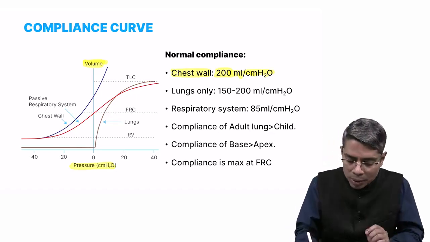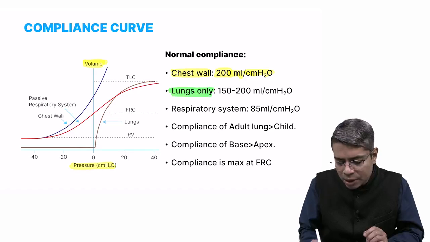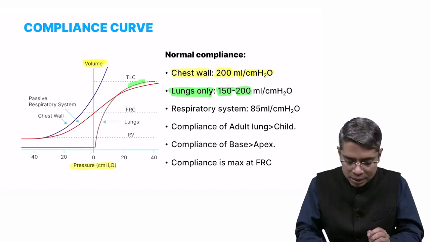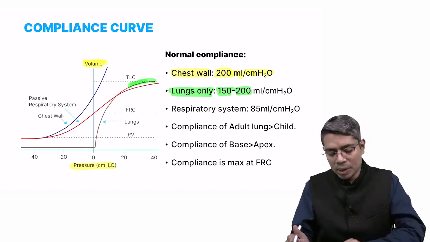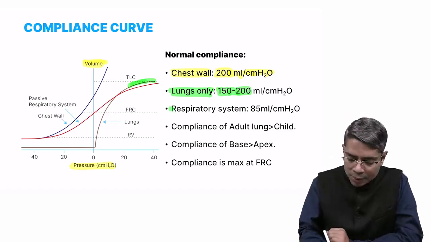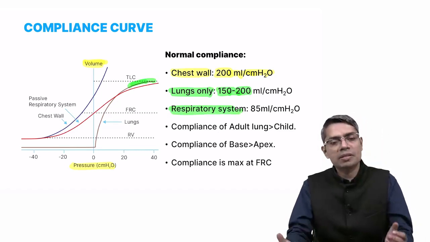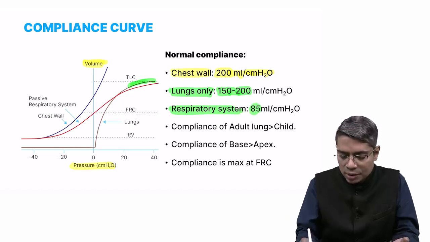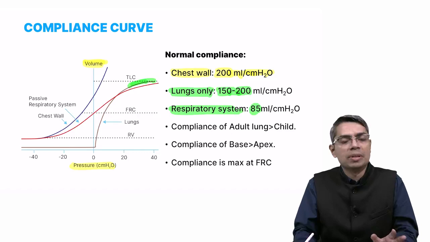If you calculate the compliance of the lungs only, this is nearly equal to the chest wall but a little lesser. You can easily find out that this brown color curve is the lung-only compliance, which is 150 to 200 ml per centimeter of water. And if you calculate the compliance of the whole respiratory system, where lung and chest wall both are there, then it is much lesser, only 85 ml per centimeter of water.